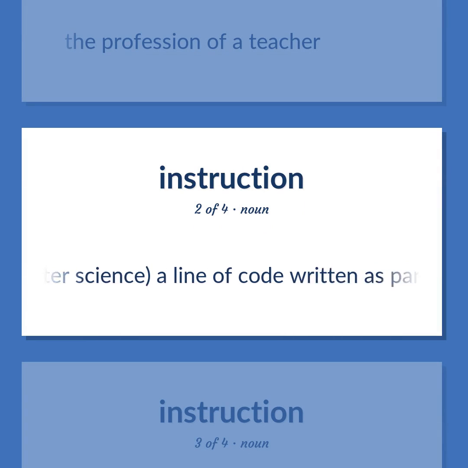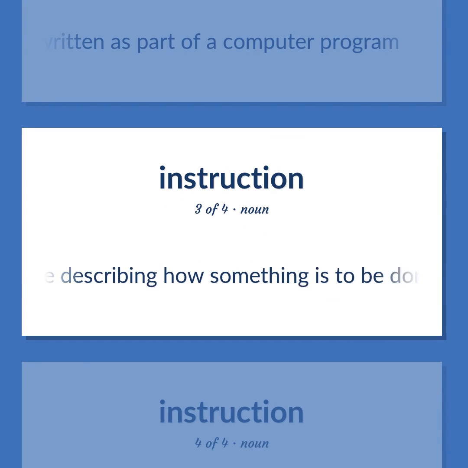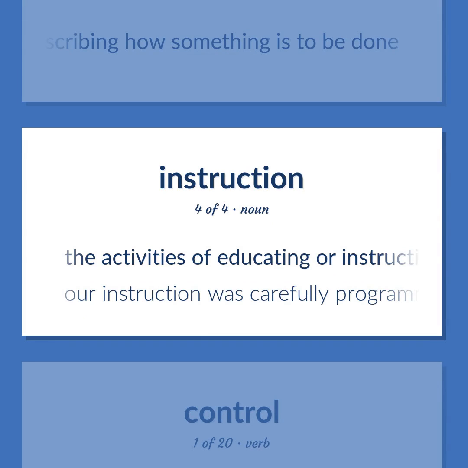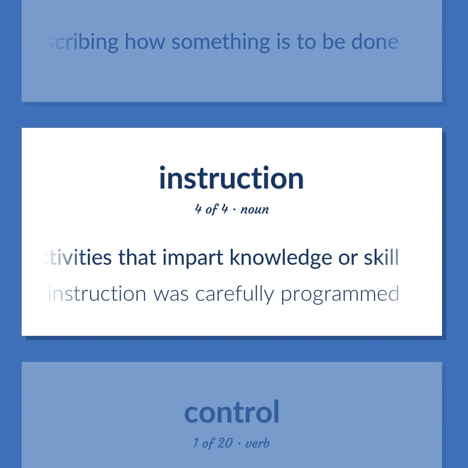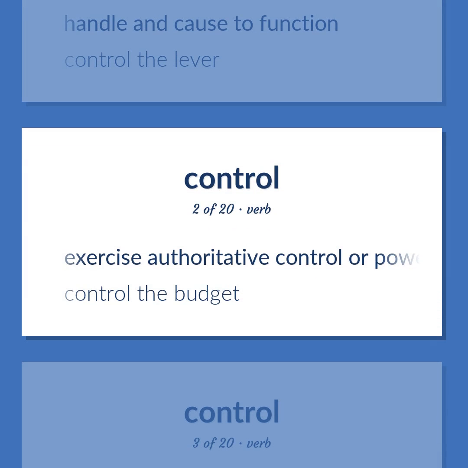Computer science. A line of code written as part of a computer program. A message describing how something is to be done. The activities of educating or instructing. Activities that impart knowledge or skill. Our instruction was carefully programmed. Handle and cause to function. Control the lever. Exercise authoritative control or power over. Control the budget.